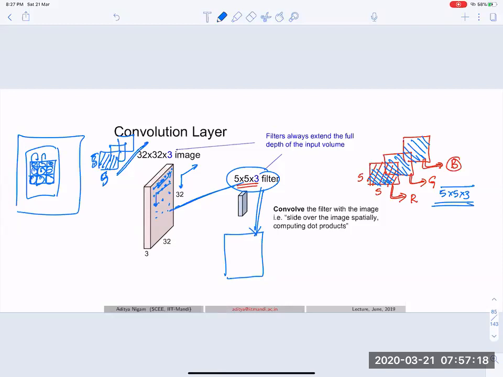Is this okay? Yeah, it's fine. This is okay. Yes, Aditya sir? Yes. So we'll be getting only one value corresponding to RGB.